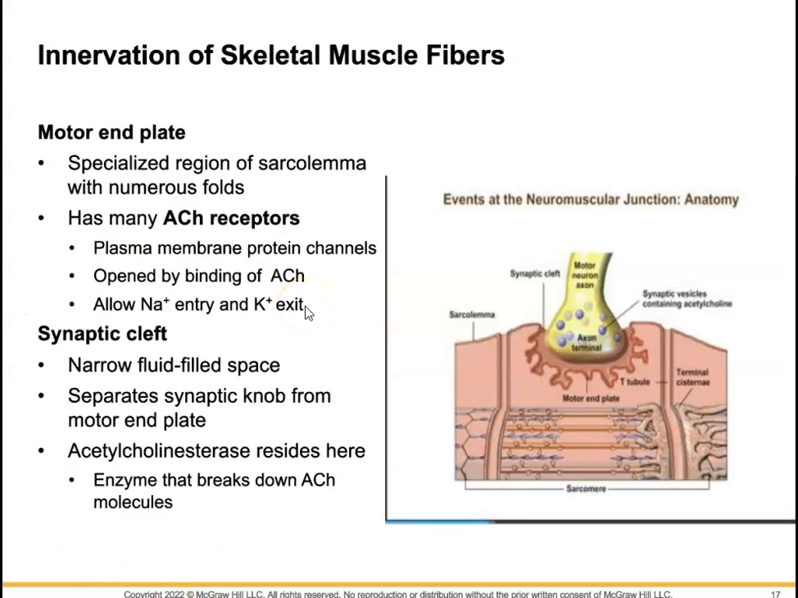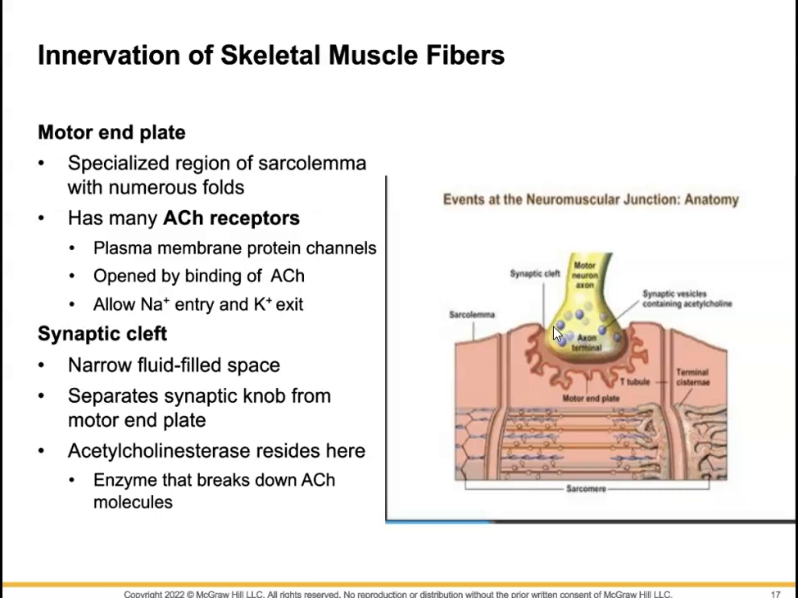The second structure of the neuromuscular junction is the motor end plate. It's a region of the muscle cell membrane where that synaptic knob or the synaptic terminal is going to come into that synapse. So it's that part of the muscle cell membrane right here that synapses with that synaptic knob. Synapse is just where they come together.